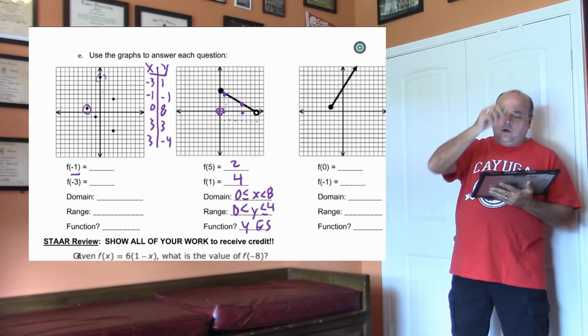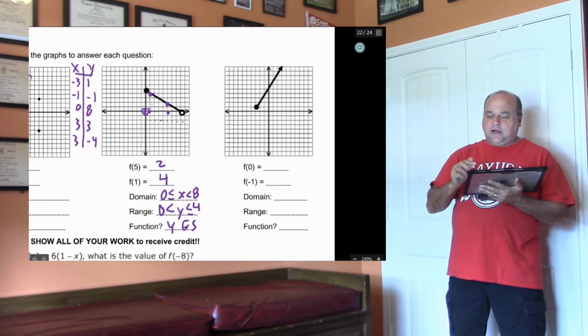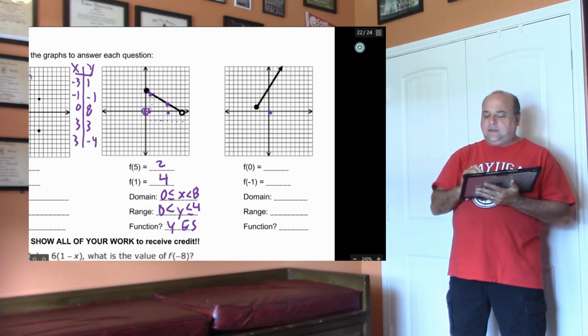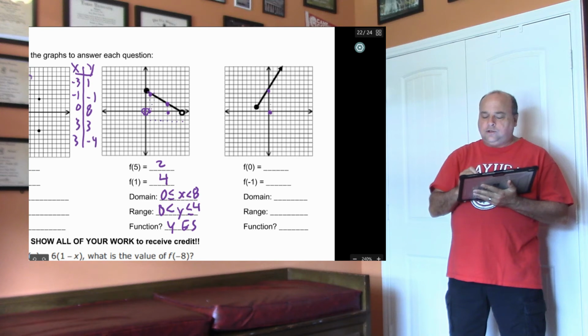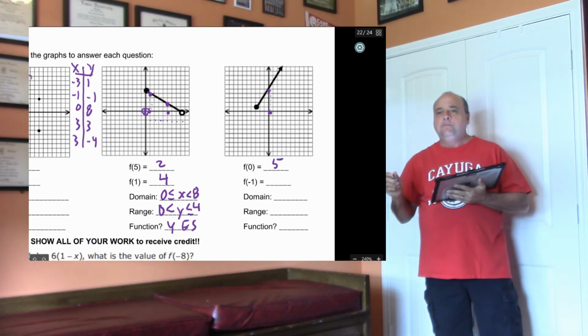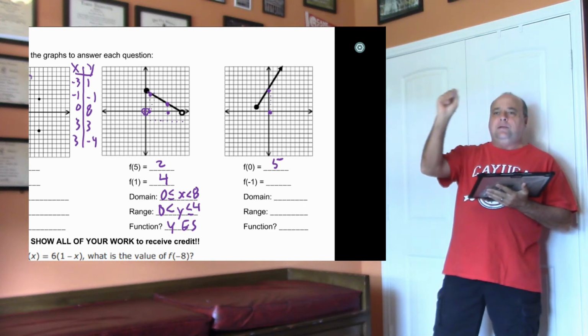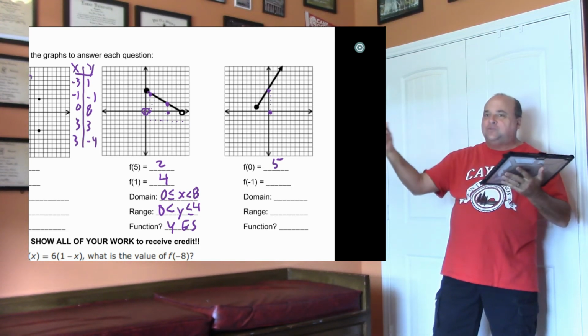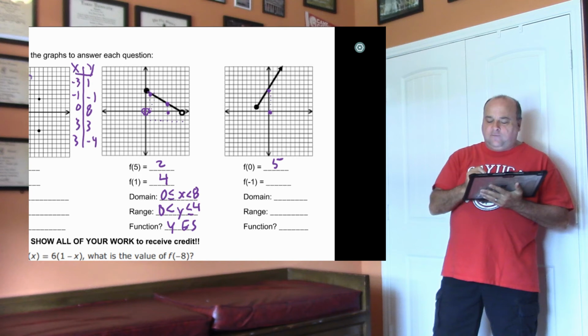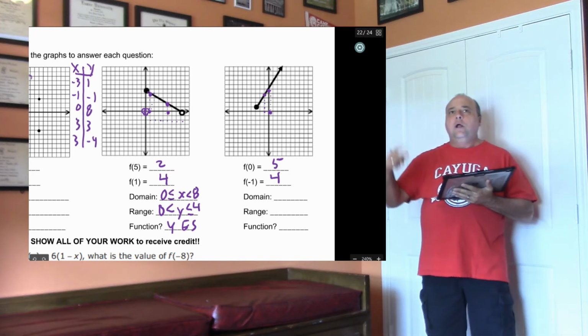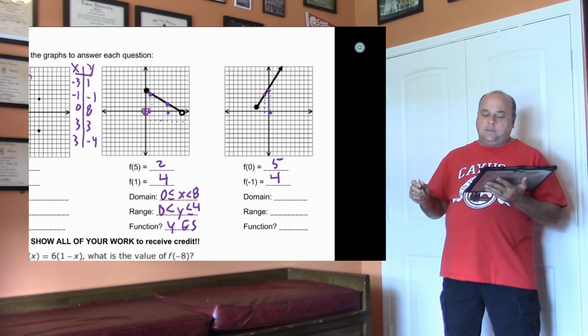Okay, going on to the last one. I'm doing these for you because they're kind of tricky. F of 0: the F of 0 is 0 on the x-axis, goes straight up. I'm right here. 1, 2, 3, 4, 5. If I input 0, I output 5. So basically, that ordered pair would be 0, comma 5 on that graph. That's what you're doing. The F of negative 1 is right here. Go up. 1, 2, 3, 4. So if you input negative 1, you output 4. The ordered pair would be negative 1, comma 4.